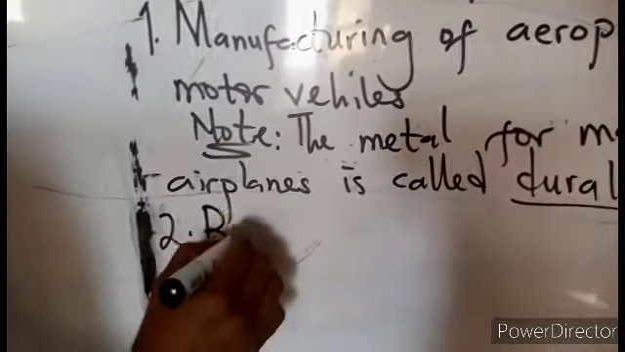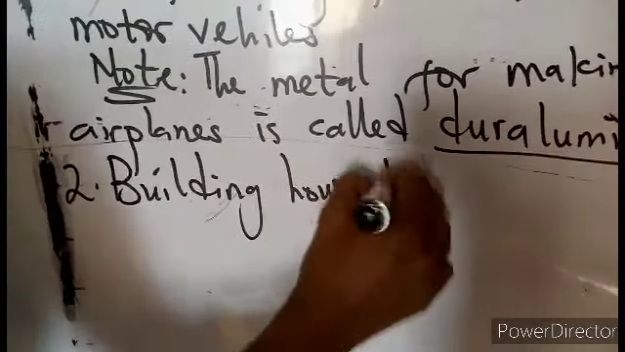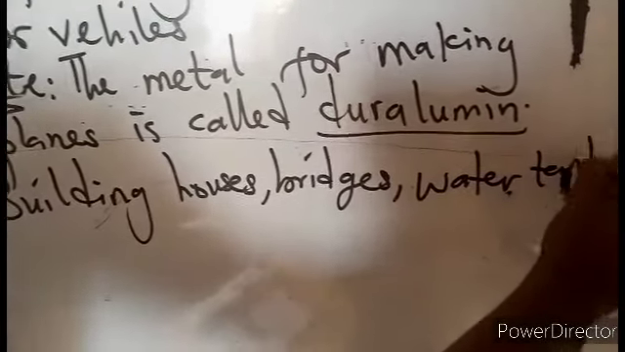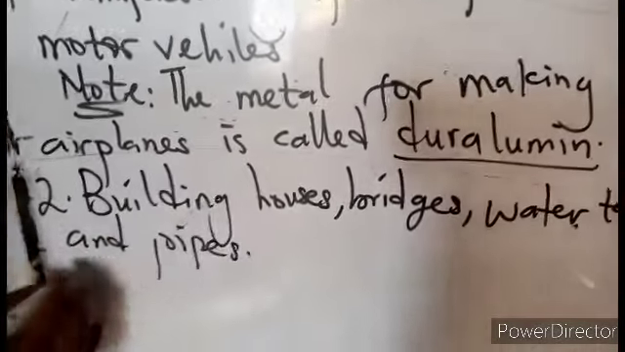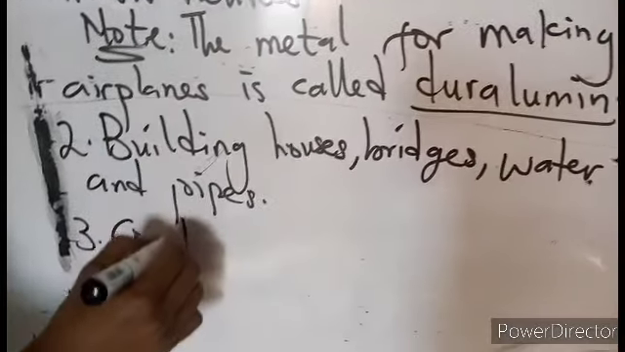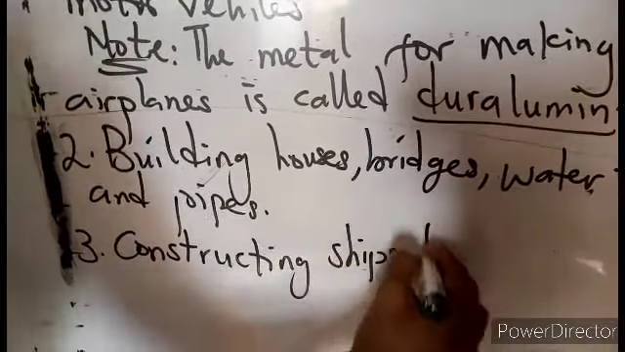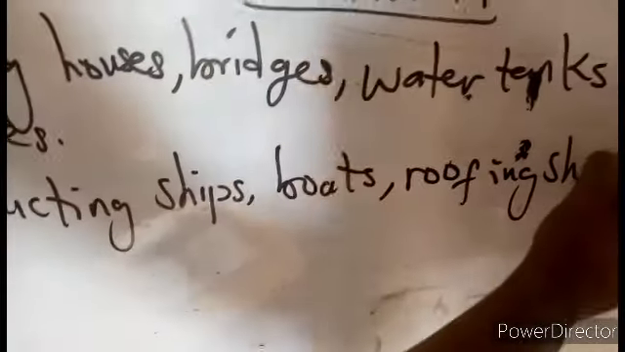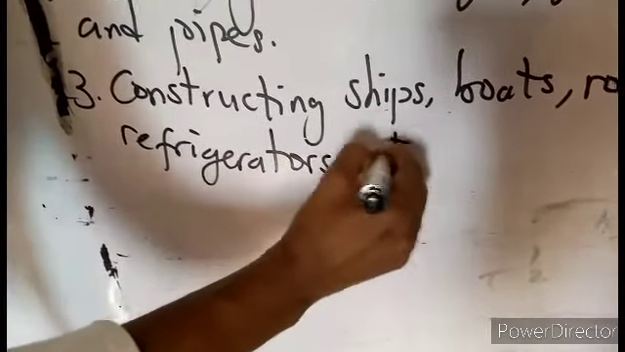Okay, let me give you another fact for today. Building houses, metals are used for building houses. You know that. Houses, bridges, for water tanks, some metal water tanks, and some pipes. Some pipes are made of metals. Alright, metals can be used for construction of ships. Constructing ships. You know what ships are? We use them on water, on sea, for constructing boats, roofing sheets, like the one for building your house, the top, the roof. It's made up of metal roofing sheets, refrigerators, and so on. These are the uses of what?